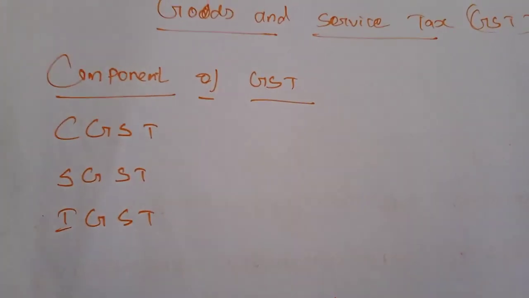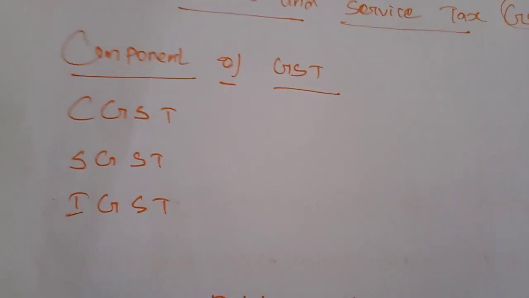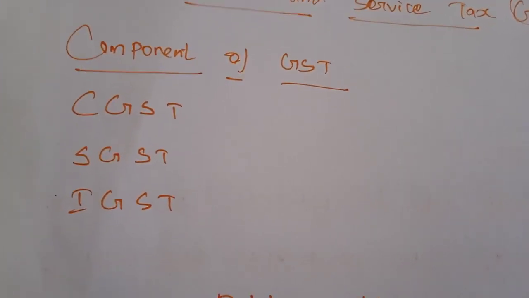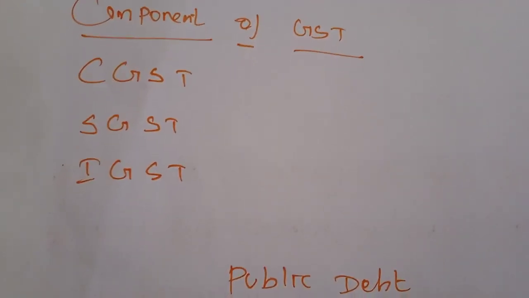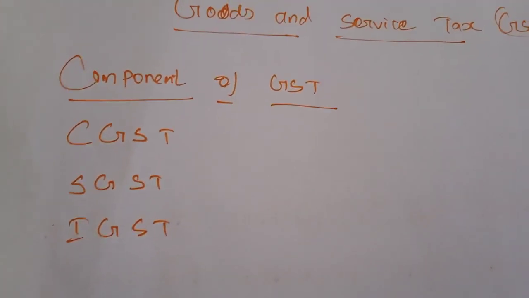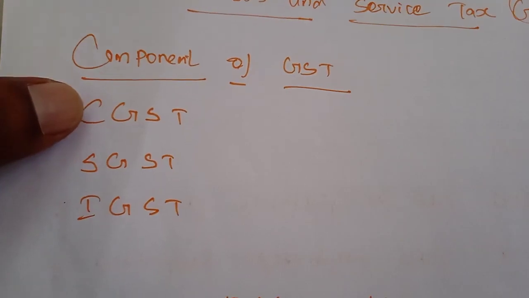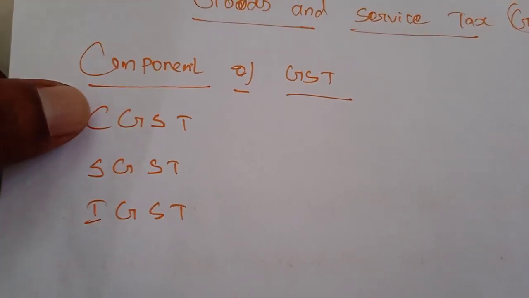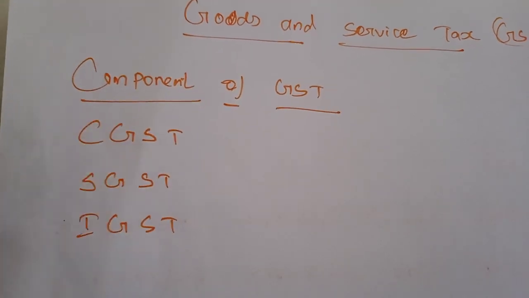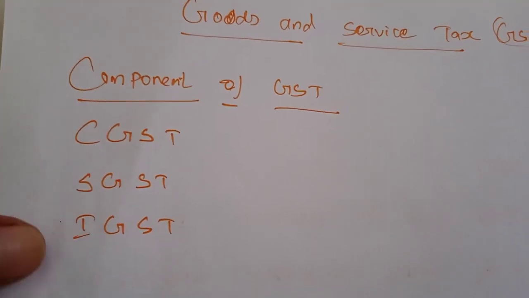GST also has some components. The components of GST are classified into three types: CGST, SGST, and IGST. These are the important components. CGST means the Central Goods and Services Tax; in the name itself, we can understand it. SGST means the State Goods and Services Tax. IGST means the Integrated, or interstate, Goods and Services Tax.